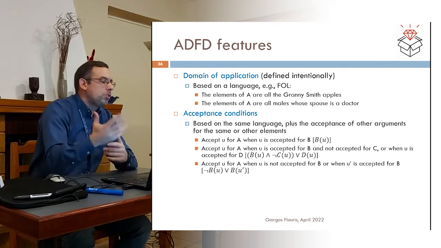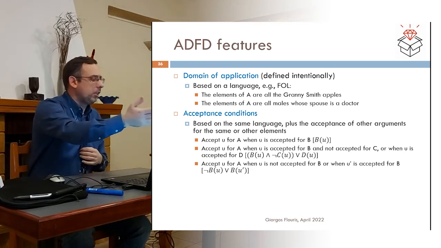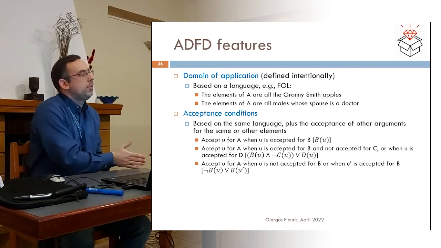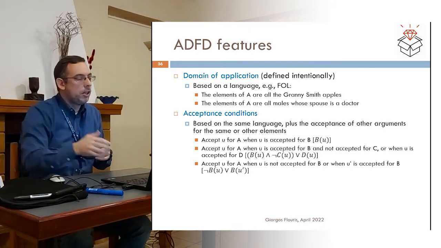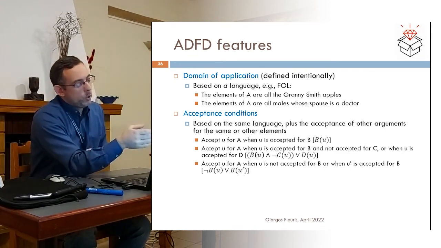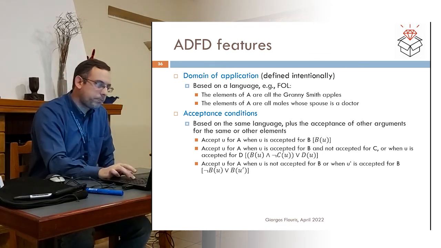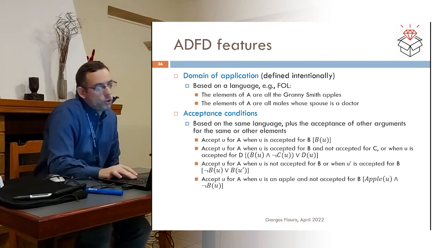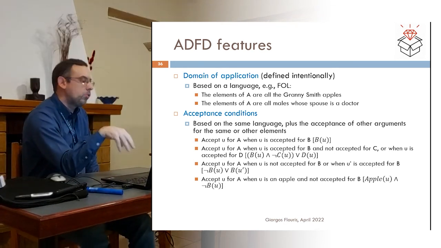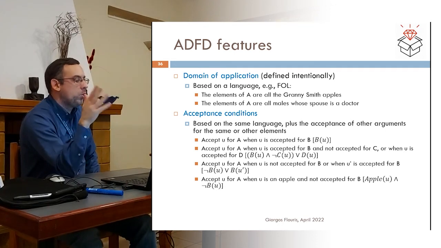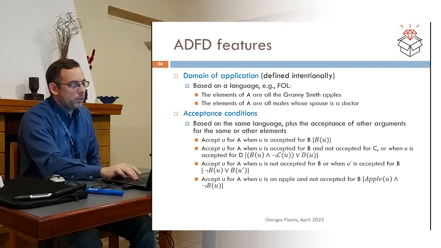Of course, you can do stuff with other elements as well. You can use quantifiers. I don't have such an example here, but of course you can. For example, say that I accept U for A if there exists some U prime that is accepted for B. Here I have another example where you accept U for A when U is not accepted for B or when U prime is accepted for B. And of course you can also combine the elements of your first order logic language with the acceptance conditions. So accept U for A when U is an apple and not accepted for B. This is written in the way that I showed here.